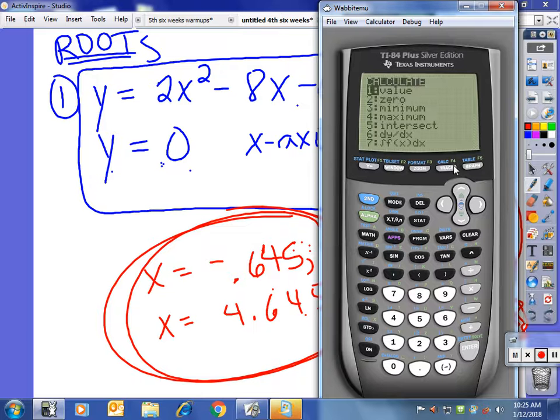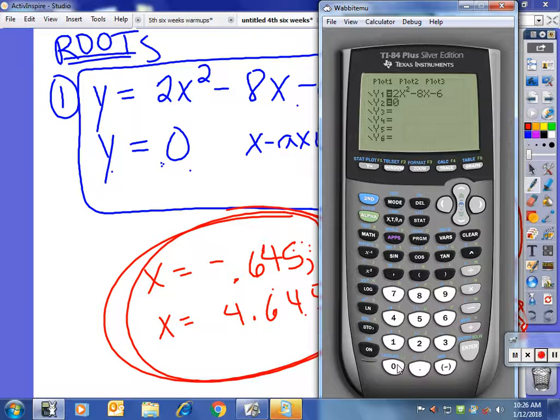And they go second function, calculate, intersect. And look what my calculator is going to try to help me out here. It's going to say first curve, question mark. I hit enter. And then what does it do? It's going second curve, question mark, second curve, second curve. Hey, you didn't put in a second curve. You can't intersect with just one equation. So the biggest mistake I see here is forgetting to put in the y equals 0.